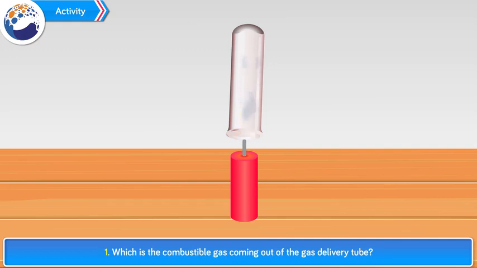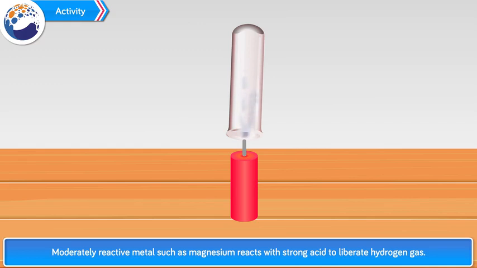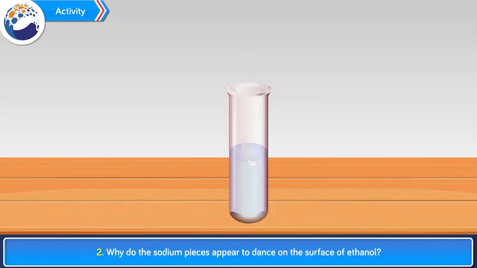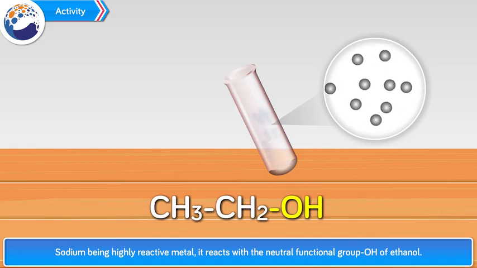1. Which is the combustible gas coming out of the gas delivery tube? Moderately reactive metal such as magnesium reacts with strong acid to liberate hydrogen gas. 2. Why do the sodium pieces appear to dance on the surface of ethanol? Sodium being a highly reactive metal, it reacts with the neutral functional group -OH of ethanol.